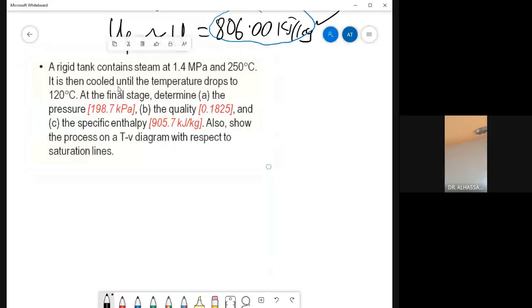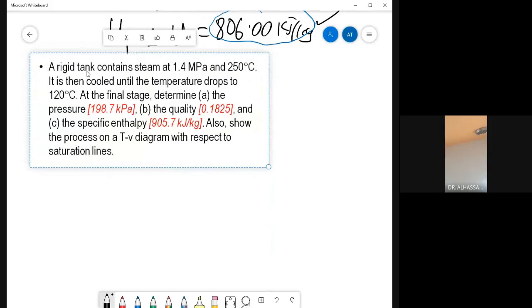Here we are told that a rigid vessel contains steam at 1.4 megapascal and 250 degrees Celsius. It is then cooled until the temperature drops to 120 degrees Celsius. At the final stage, determine the pressure, the quality, the specific enthalpy, also show the process on the T-v diagram with respect to saturation lines.